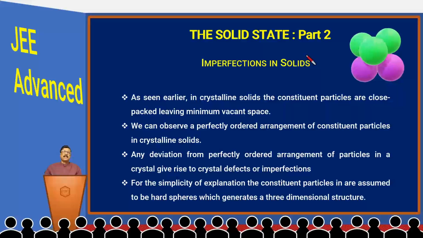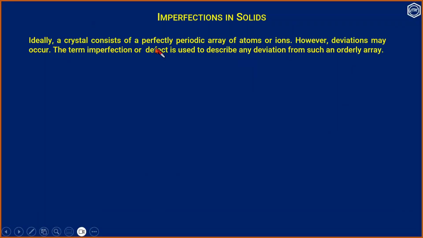For simplicity of explanation, the constituent particles are assumed to be hard spheres which generate a three-dimensional structure. Ideally, a crystal consists of a perfectly periodic array of atoms or ions. However, deviations may occur. The term imperfection or defect is used to describe any deviation from such ordered array.